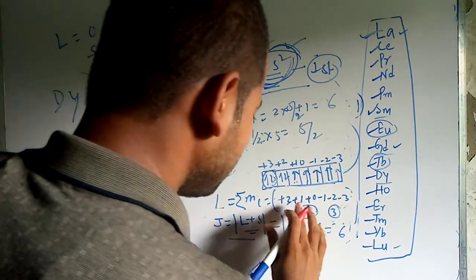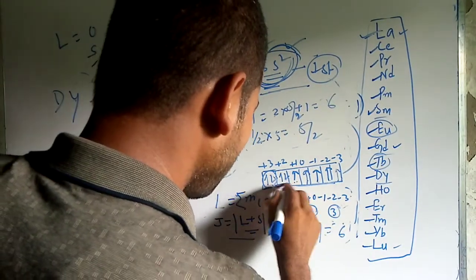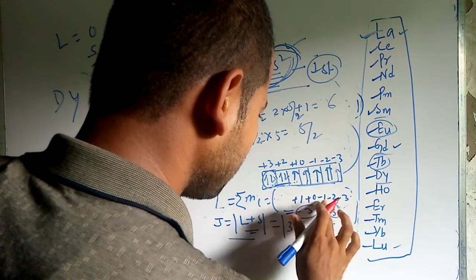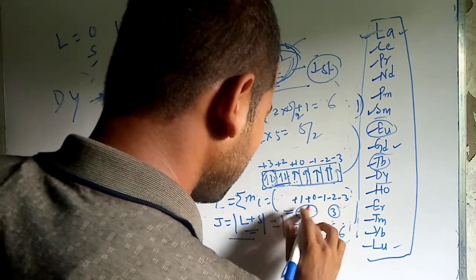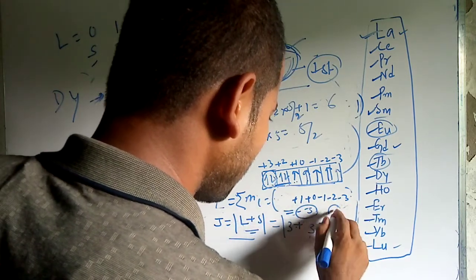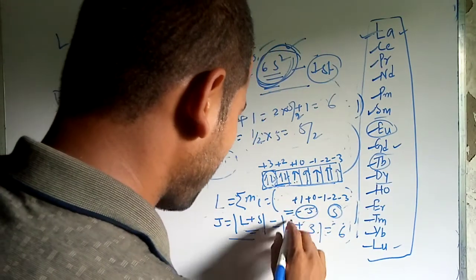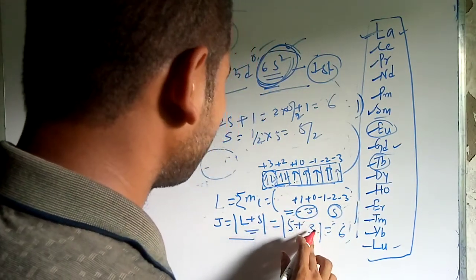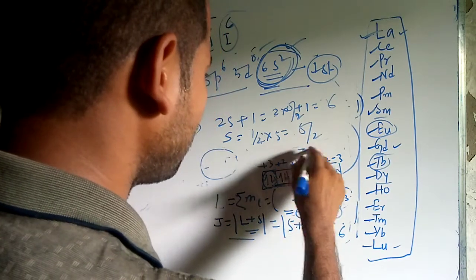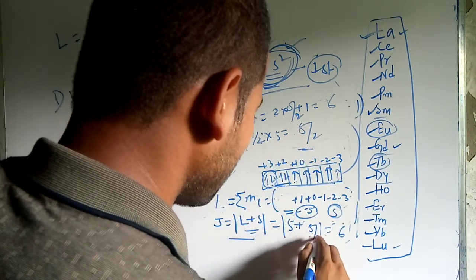Which is the L value? This electron will pair up, this is also removed here, and this is actually minus 5. We take the absolute value 5, 5 minus 5, and this is L equal to 5. S equal to 5 by 2.